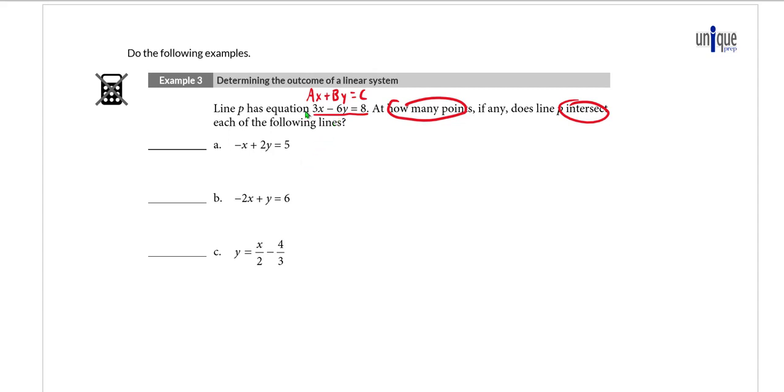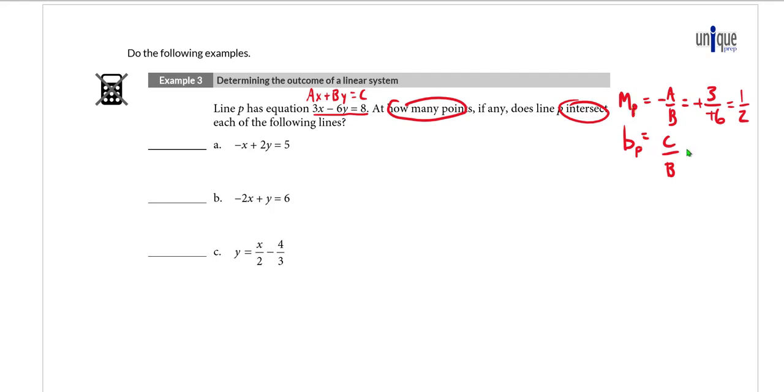So I am first going to determine my slope of line P and my y-intercept of line P using my negative a over b and c over b shortcuts. So a in this case is 3, that's the coefficient in front of the x. B is negative 6, that is the coefficient in front of the y. So my slope is 1/2. That is the slope of line P.